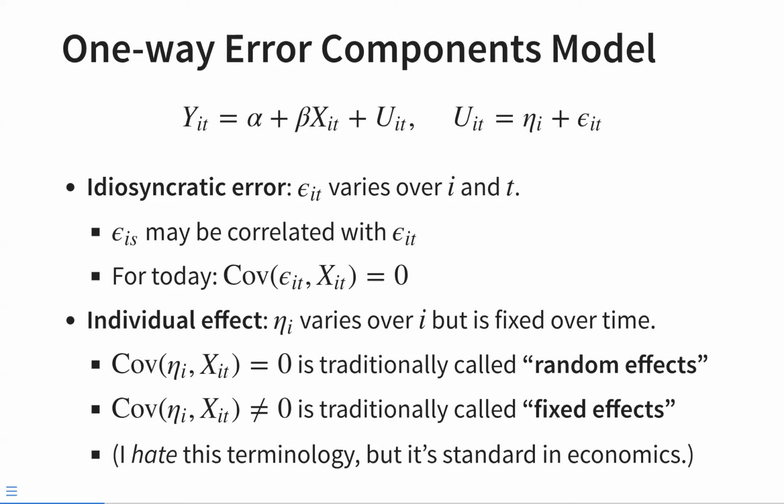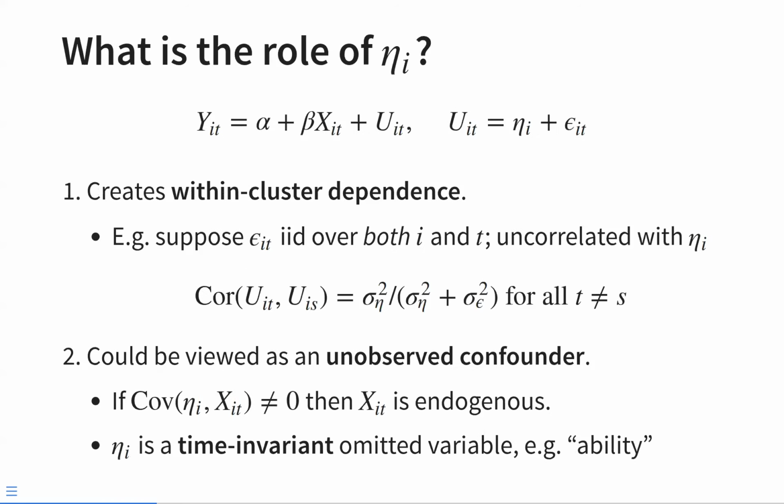While there's nothing about this eta that means it must be viewed as a fixed quantity in one context and a random one in another, there's nothing at all, in fact. We could view it as random regardless of whether it's correlated with x. Again, the traditional terminology calls the setting where eta and x are correlated fixed effects, and the setting where they're not, random effects.